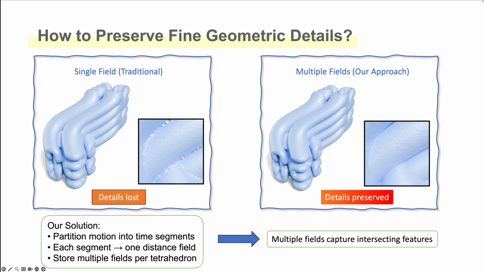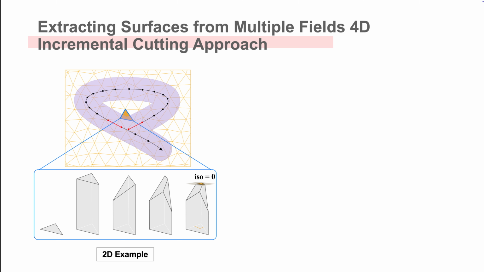With multiple fields in hand, the question becomes, how do we turn these into a single, coherent surface? This is where our 4D incremental cutting comes in. Let me explain with a 2D example first. The top shows a triangle mesh with the swept volume. Below, you see how we extract the surface from a single triangle. We lift the triangle into 3D by adding a distance dimension, cut it with multiple planes representing different fields, compute the lower envelope, and intersect with the zero level to get the final contour.